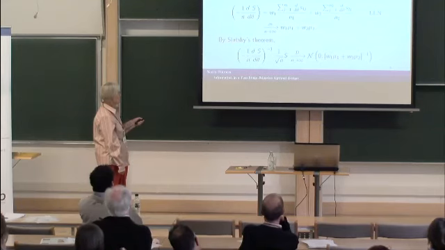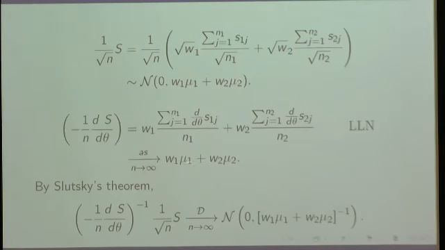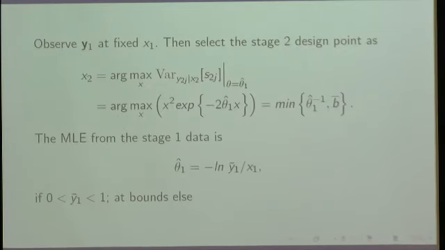And then Slutsky's theorem, which requires that the thing we have in the denominator go to a constant, allows us to put those two pieces together and get the result that we have a normal random variable with variance the inverse of the information matrix. Okay, that's the review. Now, what are we doing with adaptive designs?